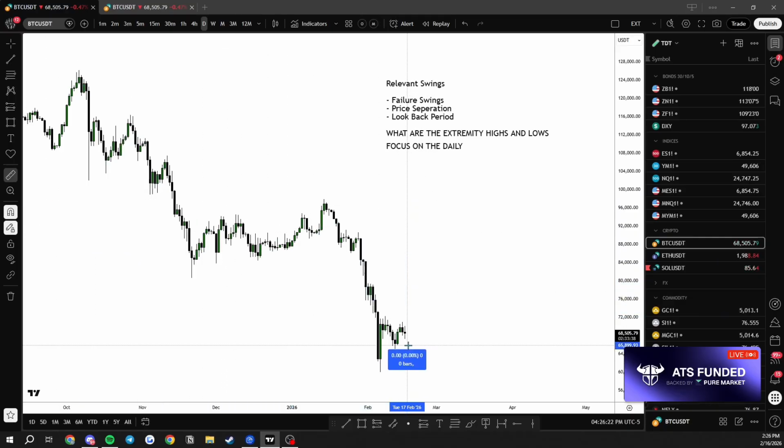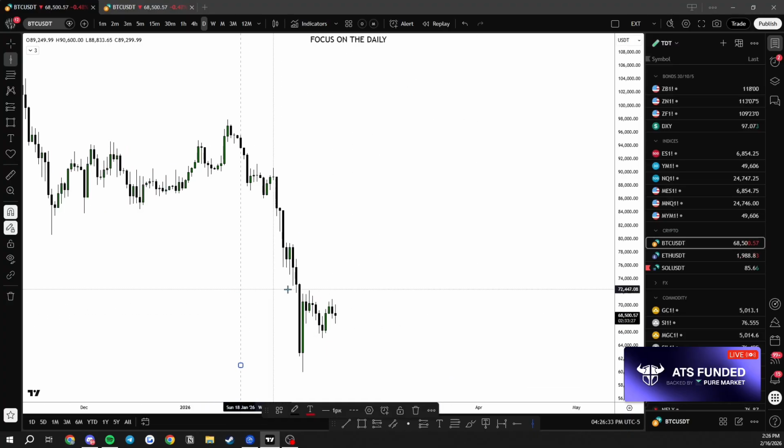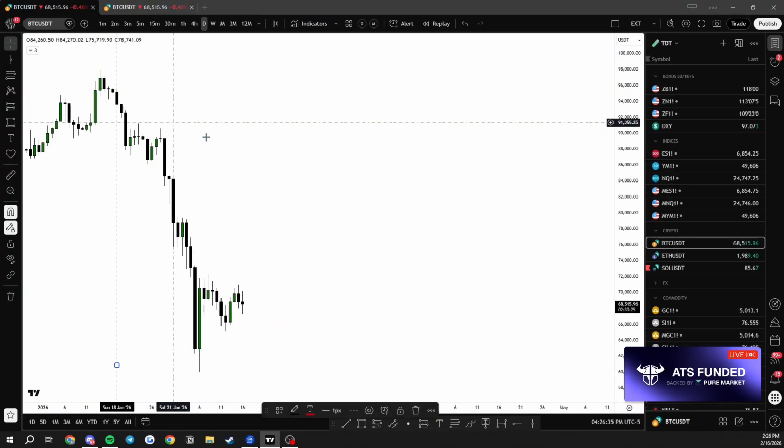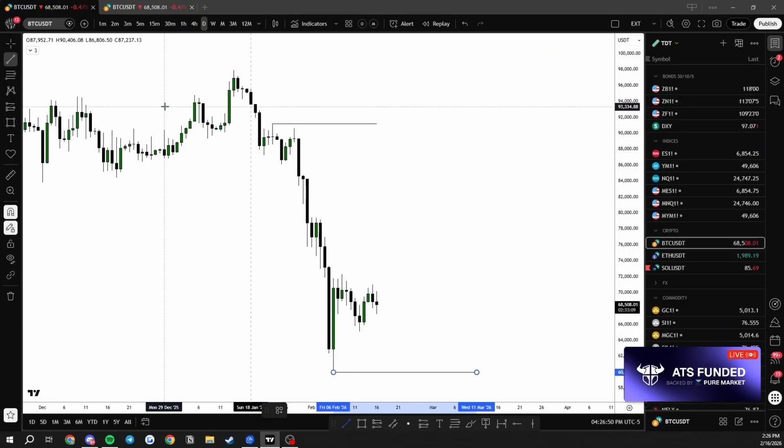So if we go ahead and measure the last 30 days, we'll put a vertical line. I only care about the daily swing highs and swing lows inside of this period of time, right? And of course, as the days go on, we can move it forward, right? But the swing highs and the swing lows inside this period are what I'm mainly concerned about, right?